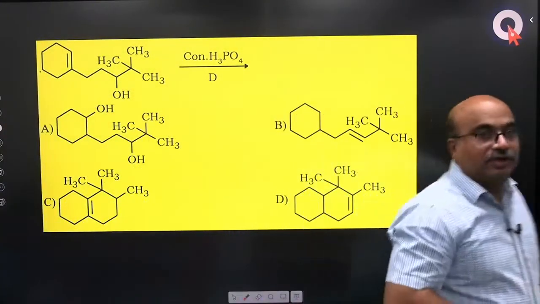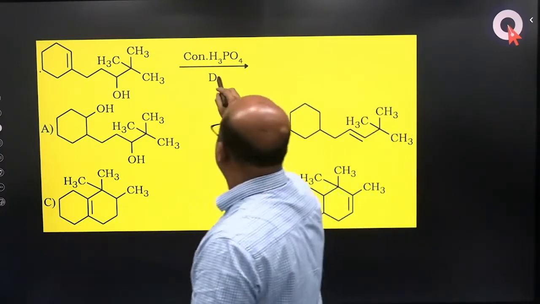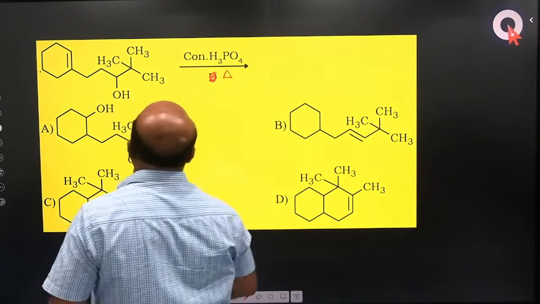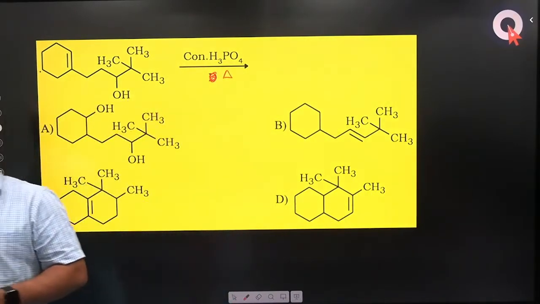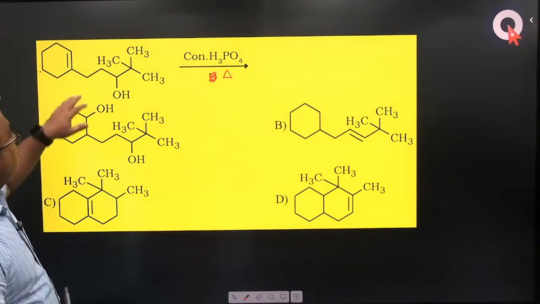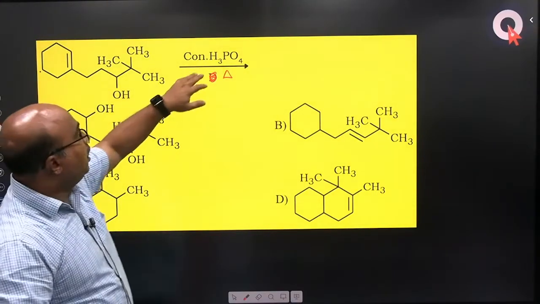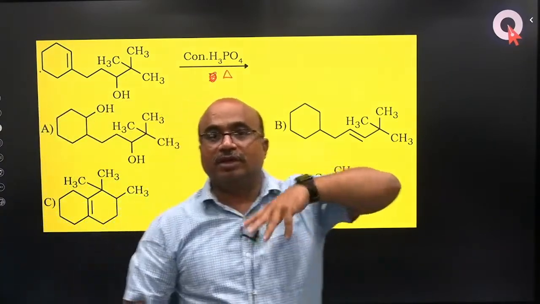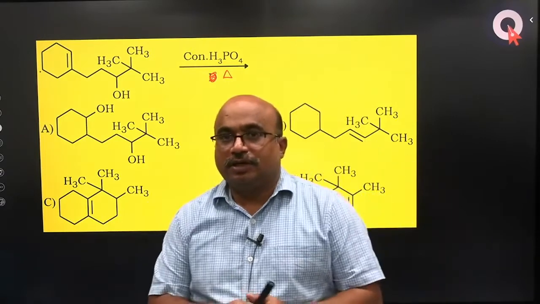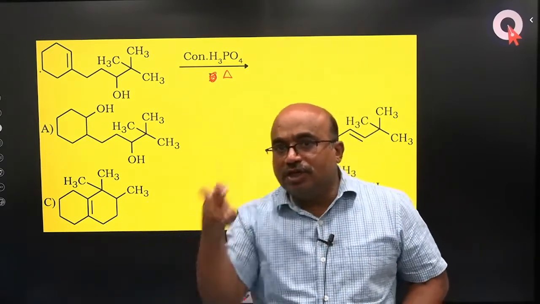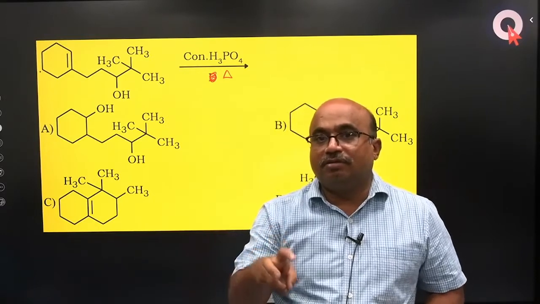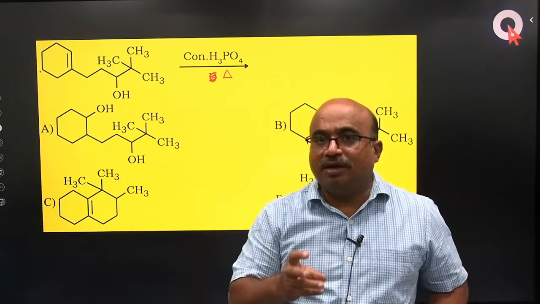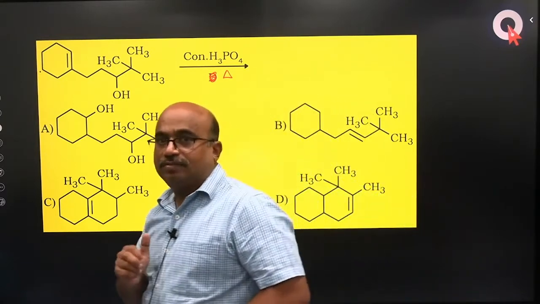Now this one, just see carefully. It's an elimination, heating. So let us see what will happen. It's an alcohol. We are heating with concentrated H3PO4. So which type of acids generally do we use for the dehydration of alcohols? The acid's conjugate base should not be a good nucleophile also. So we can't dehydrate alcohols by HCl or HBr or HI.